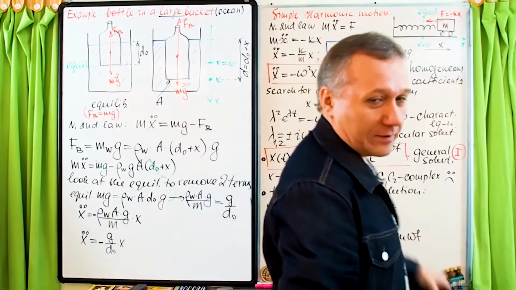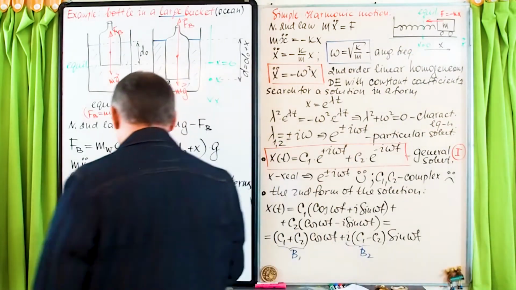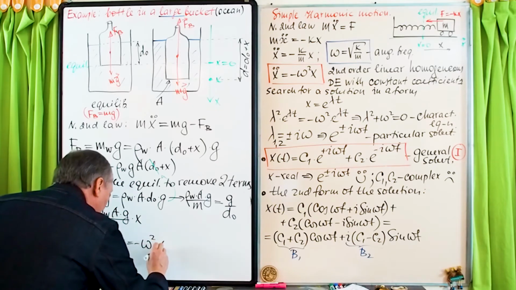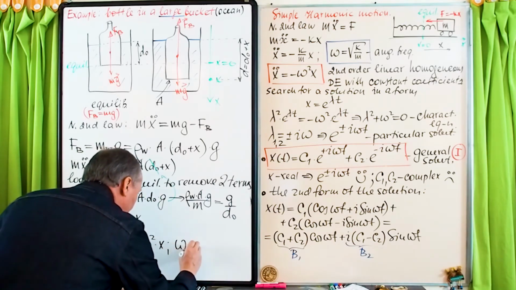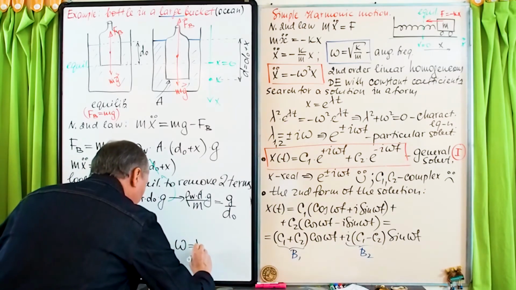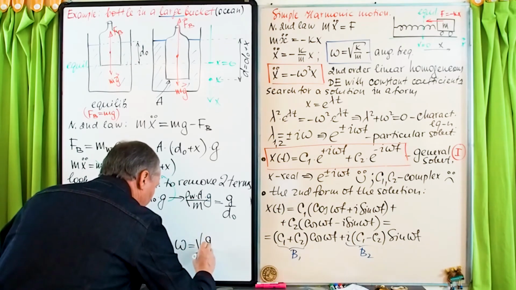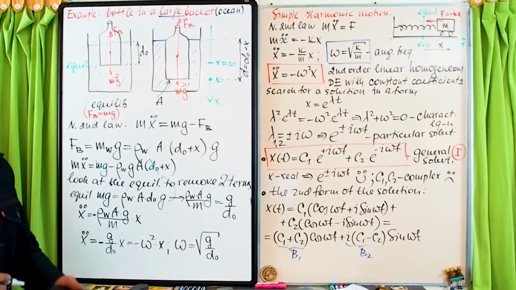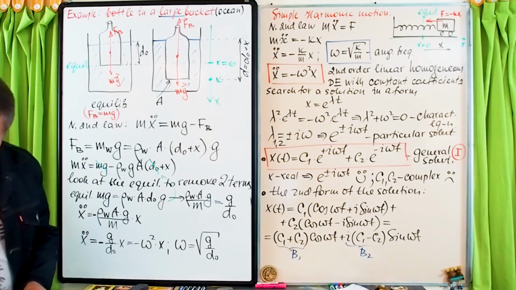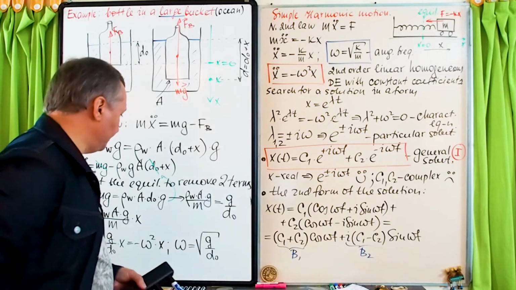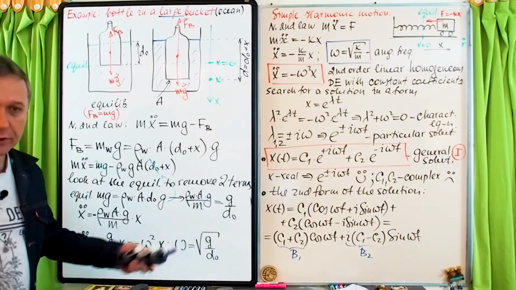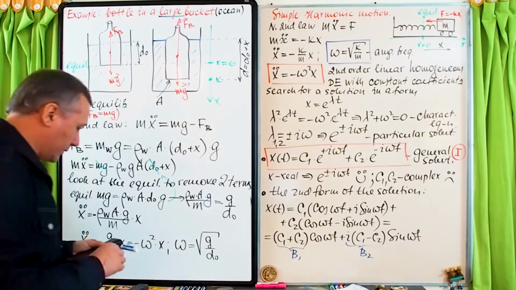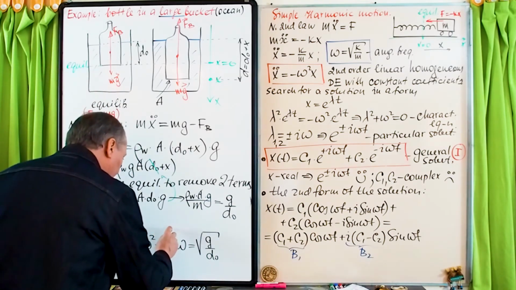So we're getting this. So as a result, x double dot equals minus omega squared x, where omega is square root of g over d sub 0. And of course you can get period, which is 2 pi divided by omega. You can get frequency, right? So you can get whatever you want.